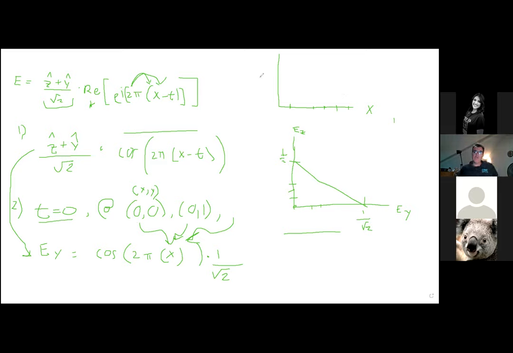Okay, so let's say the horizontal axis was E of y, right? And all I'm trying to say is that if x equals 0, no matter what the value of y is, you've got a bunch of peaks. If x equals one, no matter what the value of y is, you've got a bunch of peaks. That's all I'm trying to say. I phrased it poorly on there. But all I'm trying to say is this. Okay, that makes more sense.